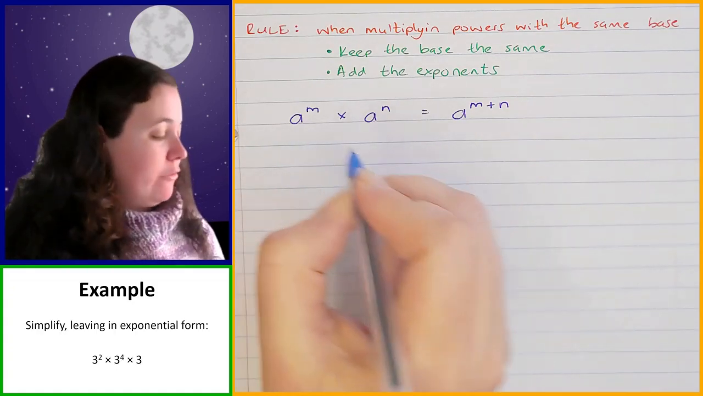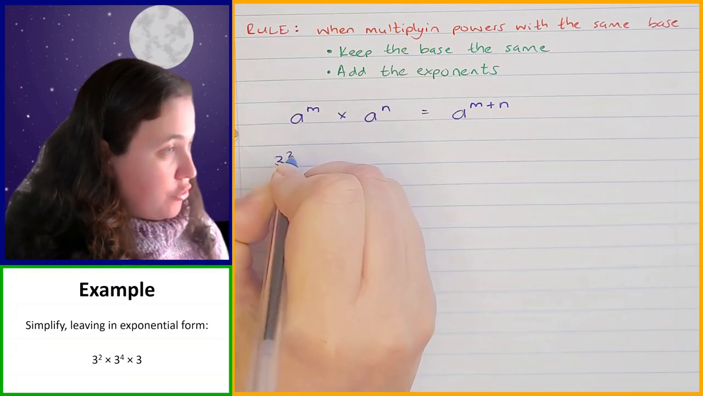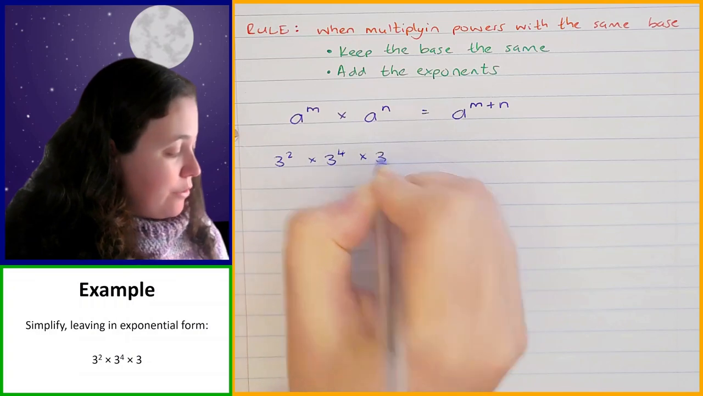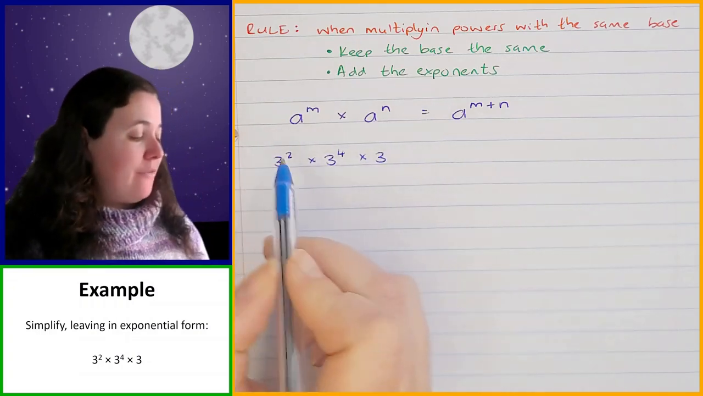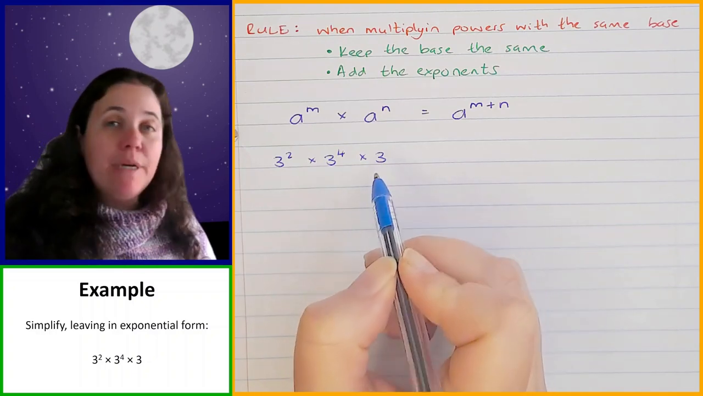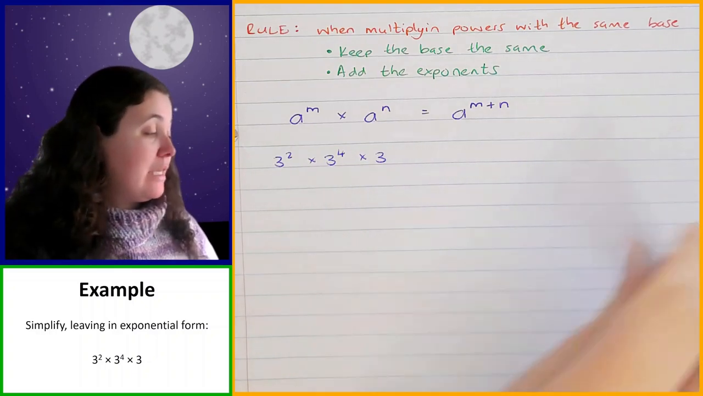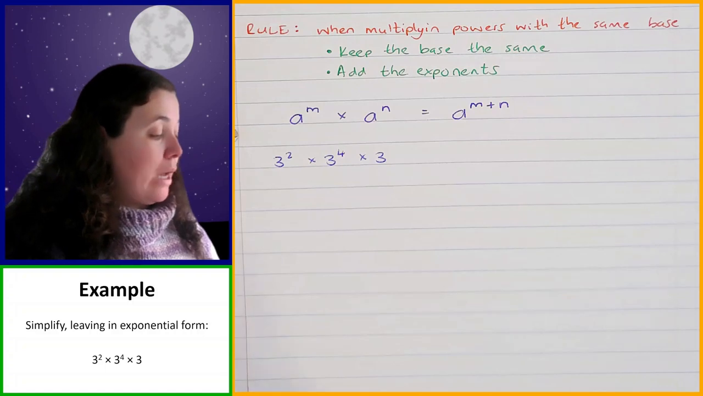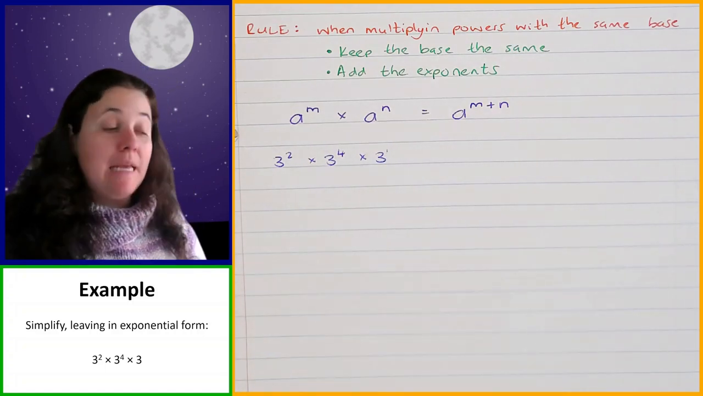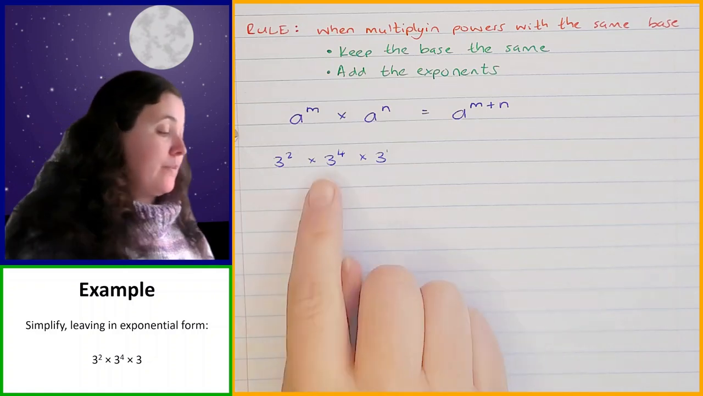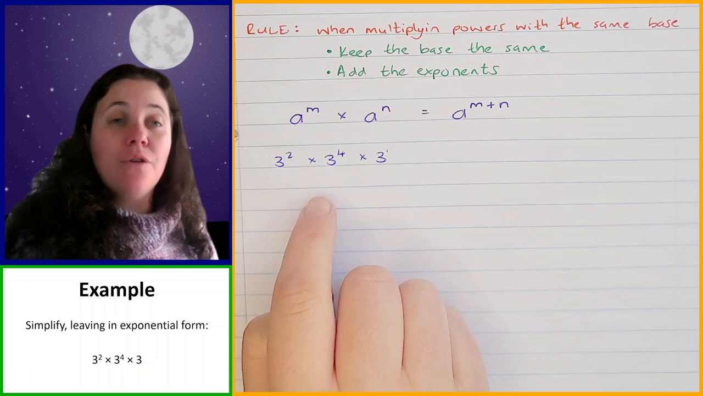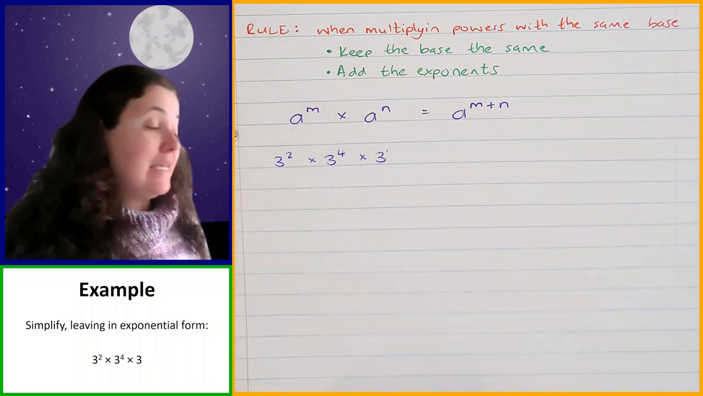In this example, we've got 3 to the power of 2 times 3 to the power of 4 times 3. So now you can see over here, I have got 3 powers. This one doesn't look like a power, but remember, anytime you don't see an exponent, it has an invisible little 1 over there. You don't need to write that 1 in, but you need to remember that it's there. It's not a 0, it's a 1. Okay, so I've got 3 powers that are being multiplied together and they all have the same base, which in this case is a 3.